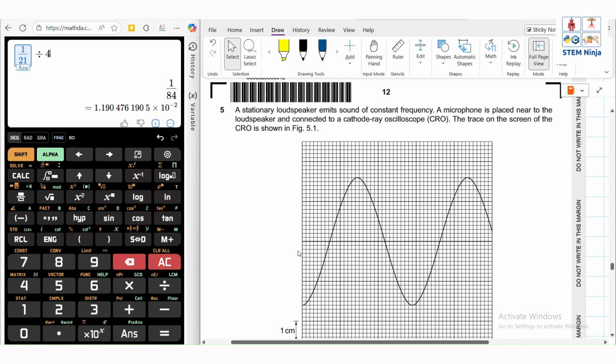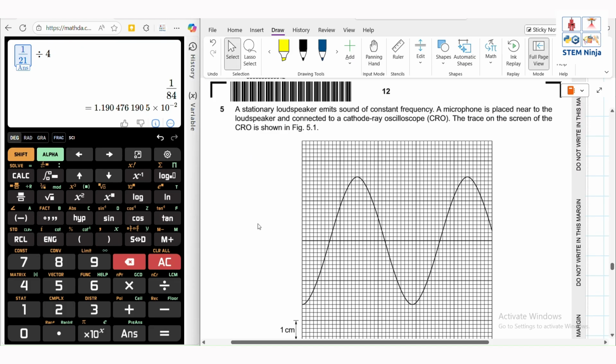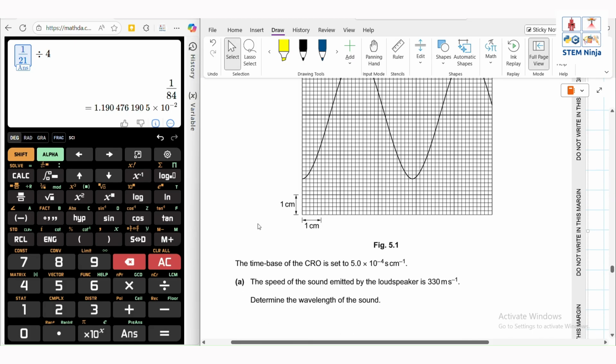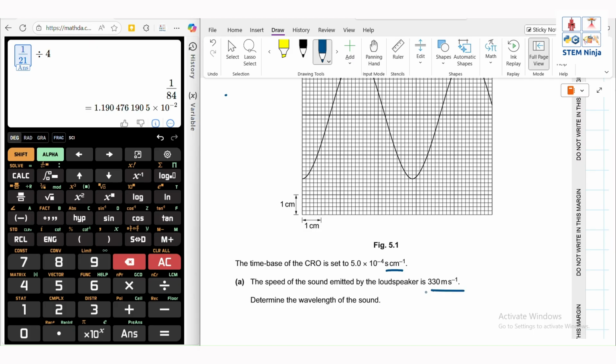All right, so let's see question number 5. A stationary loudspeaker emits a sound of constant frequency. A microphone is placed near to the loudspeaker and connected to the cathode ray oscilloscope. The trace on the screen of the CRO is shown. The time base of the CRO is set to 5 times 10 raised to the power minus 4 seconds per centimeter. Speed of the sound emitted by the loudspeaker is 330. Determine the wavelength of the sound.